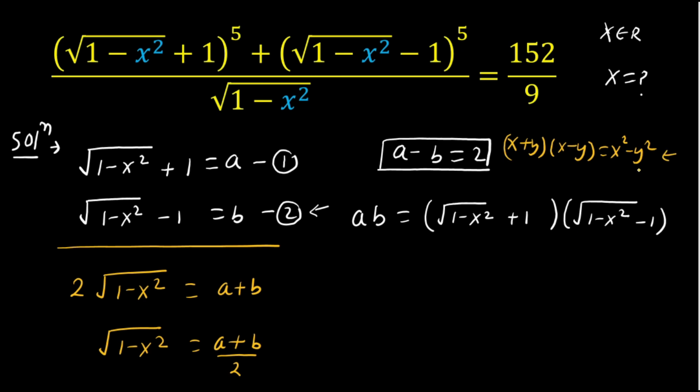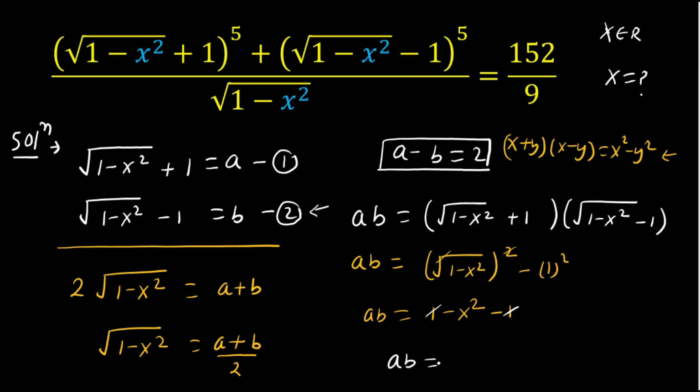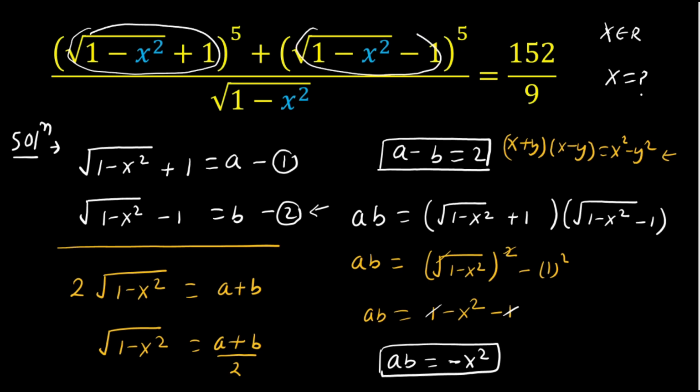If we apply this algebraic identity, then on the left hand side we have a times b, and this equals (√(1−x²))² minus 1². Then the square is cancelled out by the square root, so a times b equals 1 minus x² minus 1. The plus 1 and minus 1 cancel out, so a times b equals minus x².